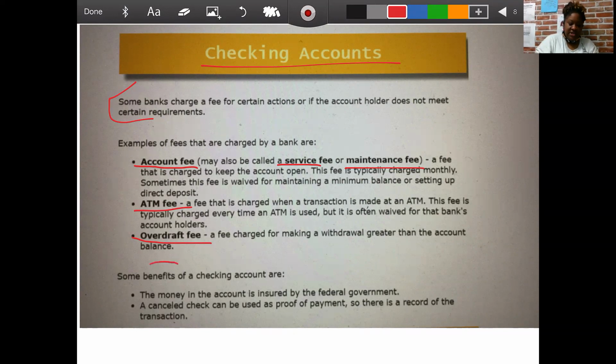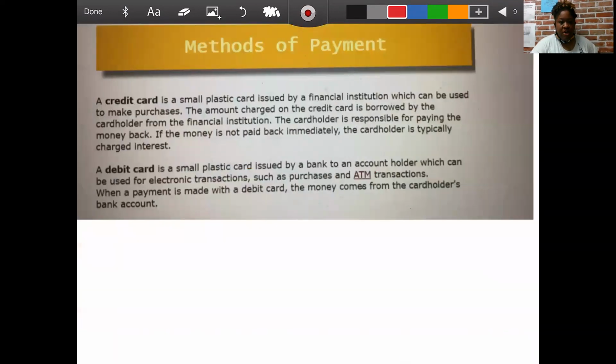Now, you need to know the two benefits of a checking account. Okay, your money is insured, and you can use a check as proof of payment. All right, those are the two benefits for a checking account. Okay, next, methods of payments. You need to know the difference.